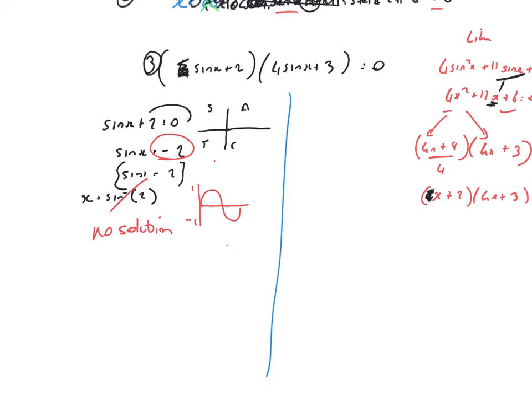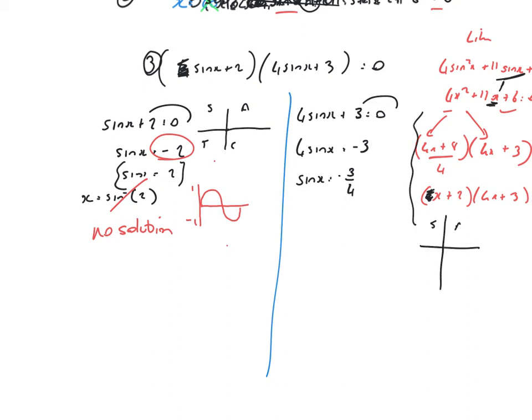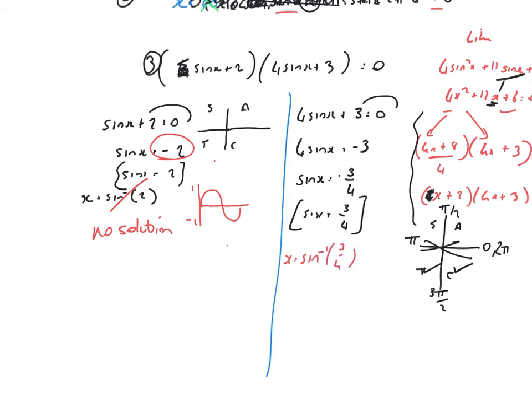So let's concentrate on where there are solutions, which will be over here. 4 sin x plus 3 is equal to 0. 4 sin x is equal to minus 3, and sin x equals minus 3 over 4. Okay, so I'm going to make it a positive result, and I'm going to look in tan and cos. We're on a radians question, so make sure that you're in radians mode. It's also a calculator question. x equals sine inverse 3/4.